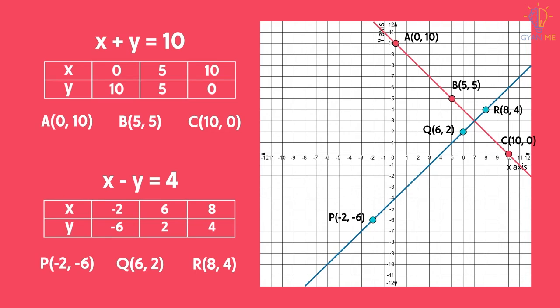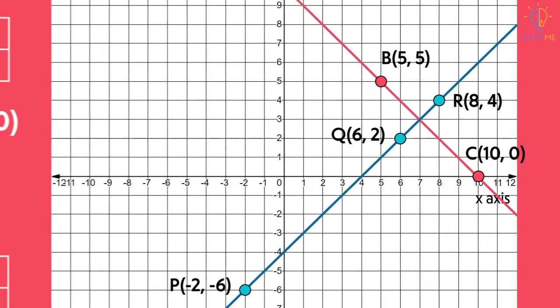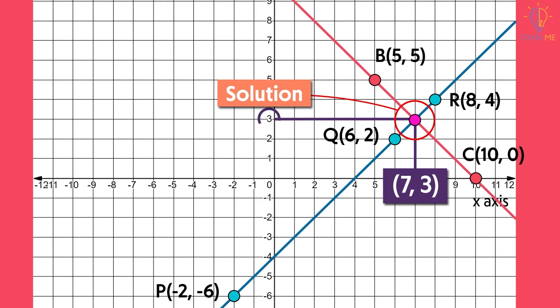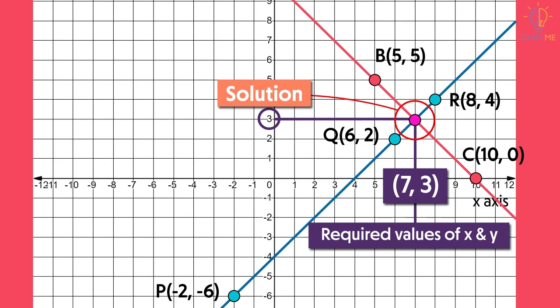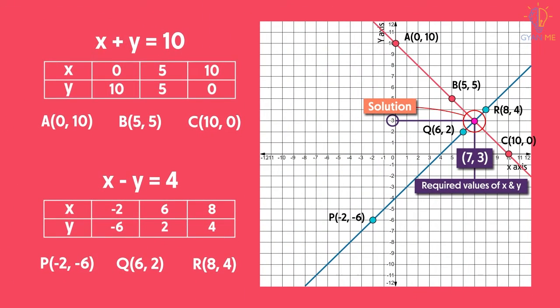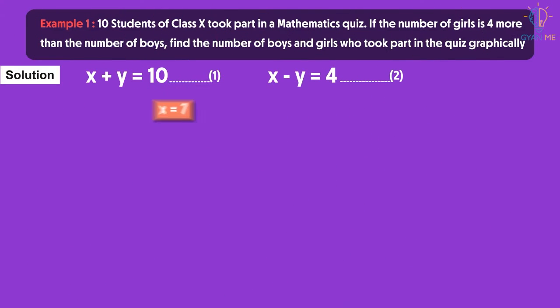What do you find? We find that both lines intersect each other at a unique or a single point. And this point of intersection is our solution. That is, the coordinates of this point of intersection, 7, 3, are the required values of x and y. Both these values of variables will satisfy both our equations simultaneously. So we get x is equal to 7 and y is equal to 3.